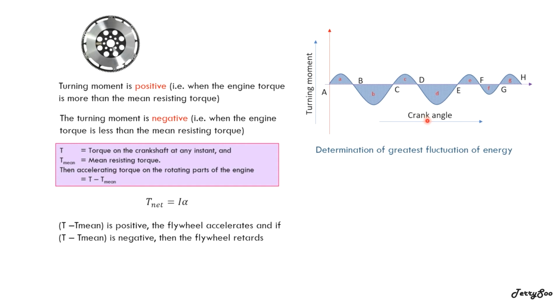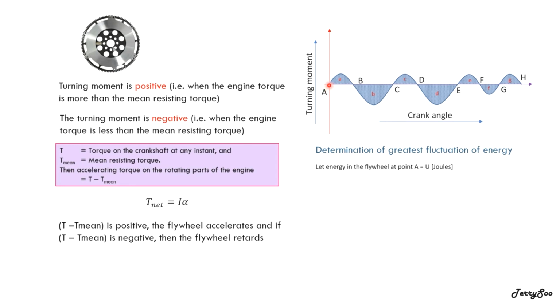Now, let's say we want to find the greatest fluctuation of energy. You see, the energy here actually fluctuates. In order to find the greatest fluctuation of energy, we usually consider energy based on the T theta diagram, section by section, point after point. Let's consider point A first. We are measuring the energy based on the T theta diagram, from point to point.